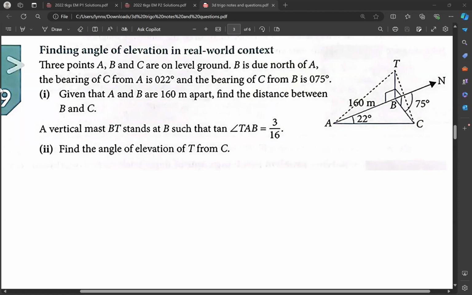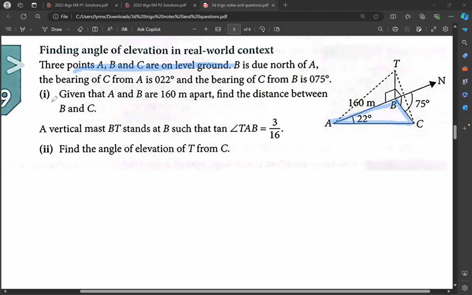Where's my pen? Pen is missing. Please tell me that my pen is here. Uh-oh. Okay, never mind, I'll just use my finger first. Okay, they said that A, B, C are on level ground. So I have A, B, C are on level ground.